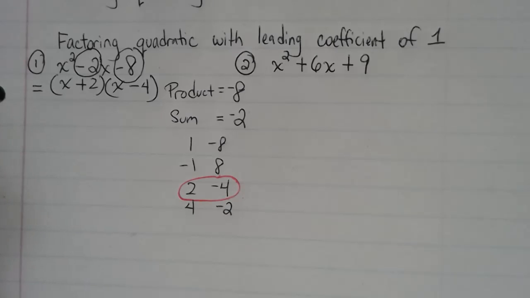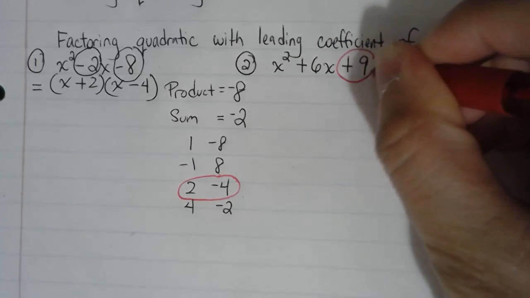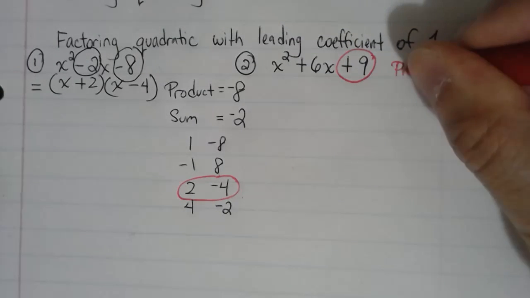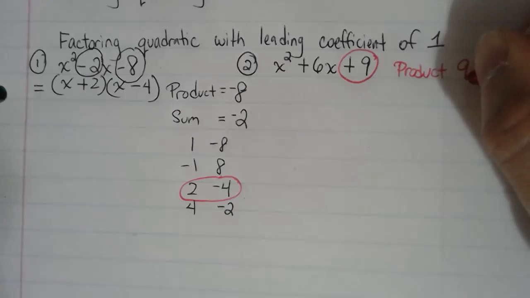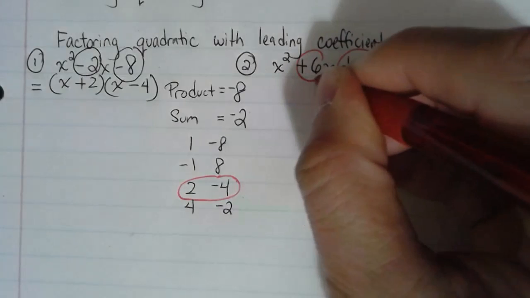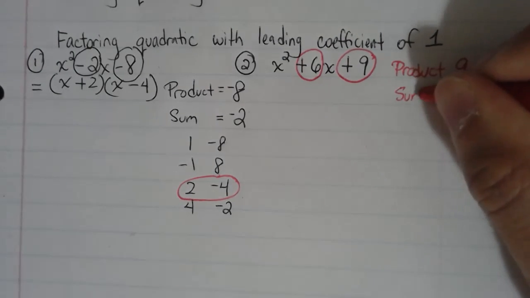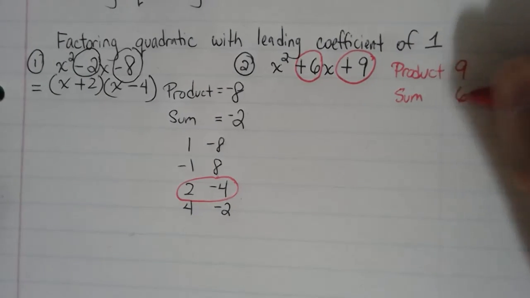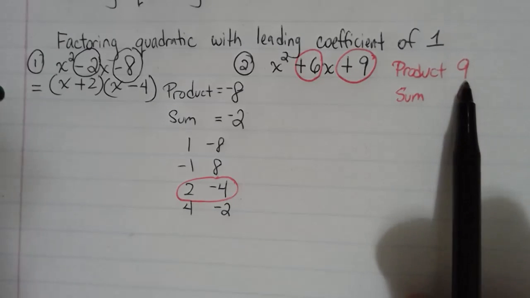Let's do it one more time. Once again, we are checking for this last number right here. And that will be the product that we are aiming for, which is positive 9. We are going to look at this middle number here, and that's the sum that we are aiming for, which is 6.